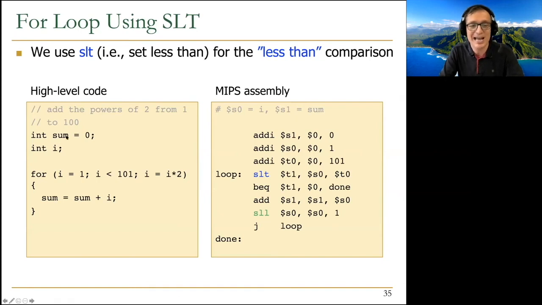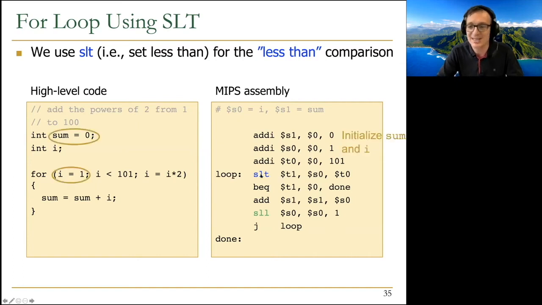And to be able to do that, you initialize sum and I. And then until I is less than 101, you basically find the powers of 2 and add it to the sum, right? And to be able to do that, you have some initialization, and then you do the set less than.